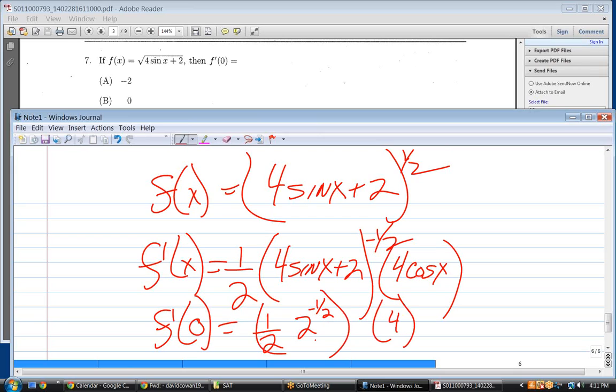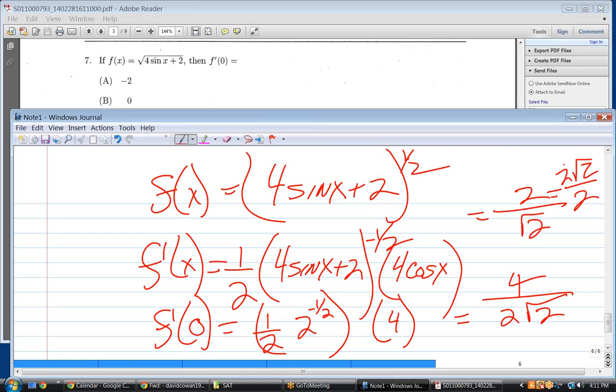Right? Mm-hmm. Let's see, what does that simplify to? That's 1 over 2 root 2 times 4, which is 2 over root 2, which is 2 root 2 over 2, which is root 2. Did I do that right? I think so.